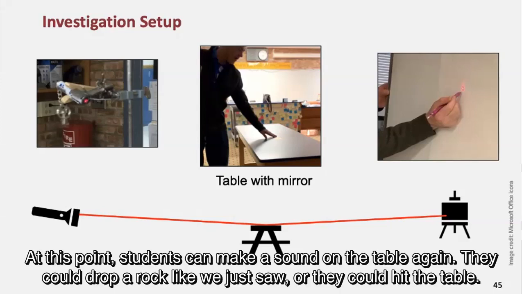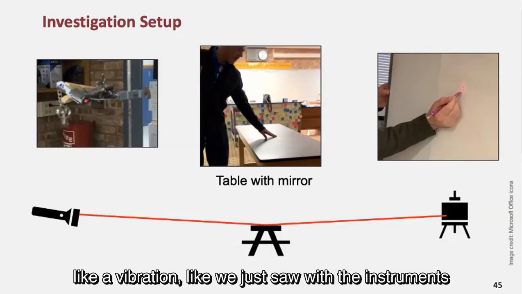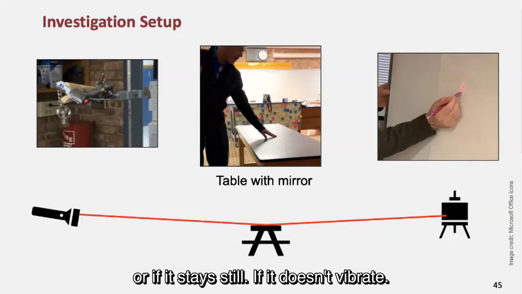At this point, students can make a sound on the table again. They could drop a rock like we just saw, or they could hit the table, and then they'll be able to see what happens to the point of light. It might move up and down, like a vibration we just saw with the instruments, or it might stay still, if the table doesn't vibrate.